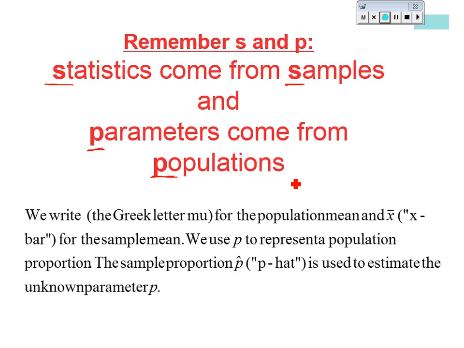When we're talking about variables, we write the Greek letter mu for the population mean, and we write x bar for the sample mean. That's when we're talking about quantitative data. And if we're talking about categorical data, we use p to represent a population proportion, and we use p hat to represent the sample proportion.